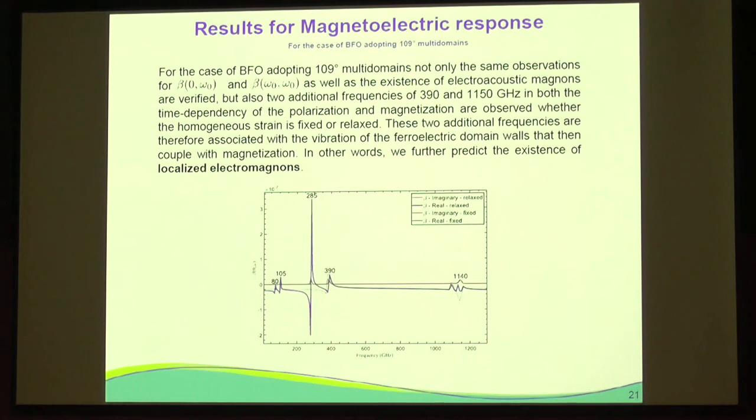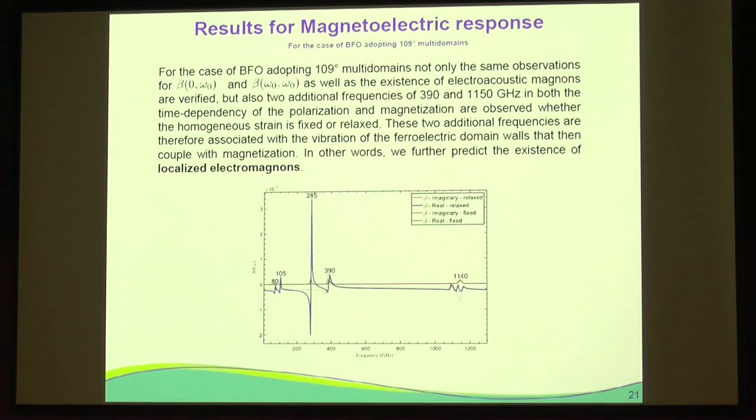Here, when you calculate the ME response of the material, again, but here we could go even further, up to 1300 gigahertz. When you clamp this strain and when you unclamp this strain, you will see different situations. When you clamp this strain, these peaks, like 287, 285, 105, and 80, go away, which means that these are the so-called electroacoustic magnons that I was talking about.